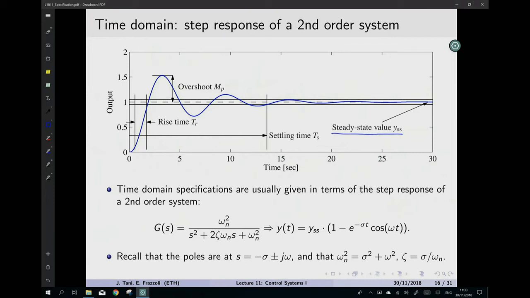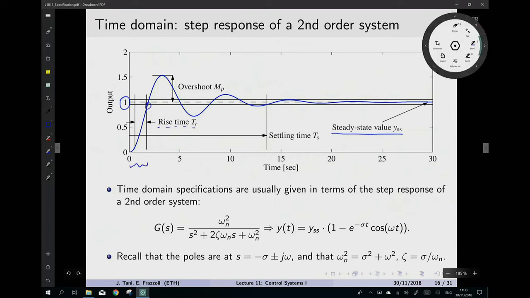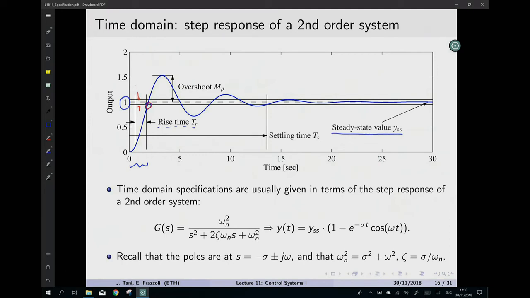Suppose that we're sending an input that is a step signal. Okay, then we define as the rise time the amount of time it takes for the system to hit for the first time the reference signal, or at least some bound around the reference signal. This bound can be arbitrarily chosen. It can be 2%. It can be 5%. It's not like whatever you want, but there are different conventions.